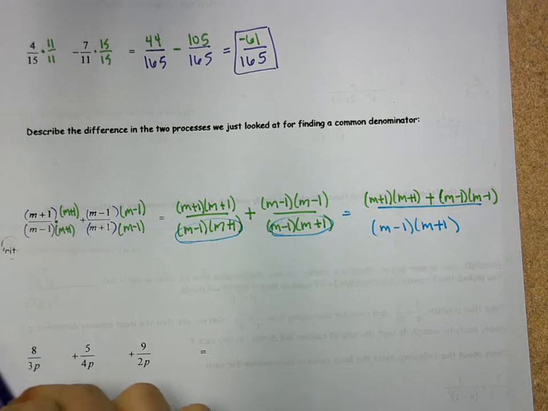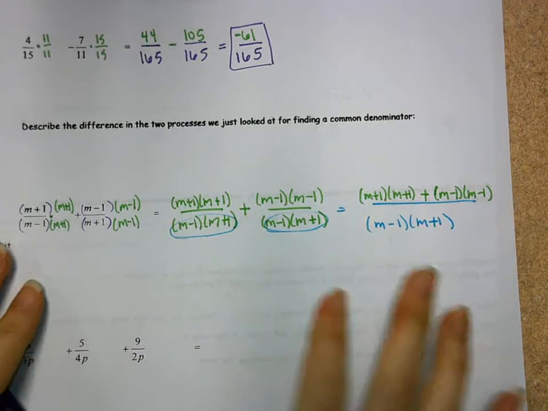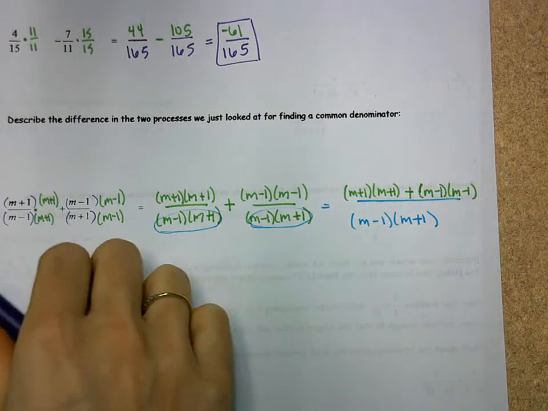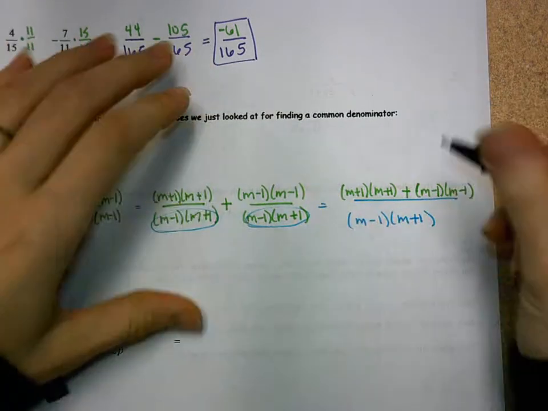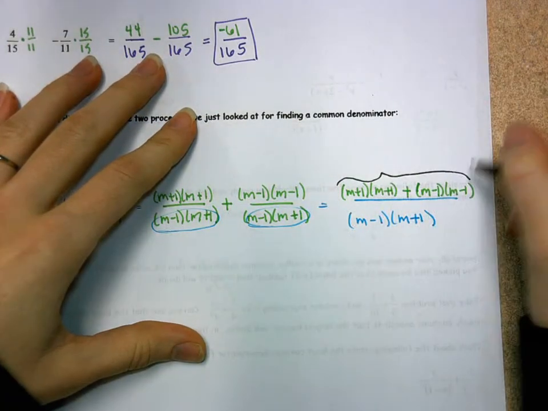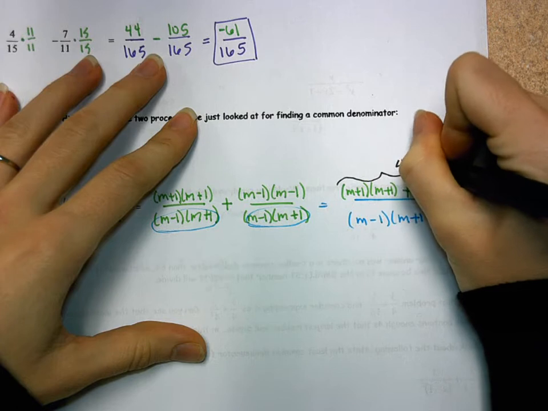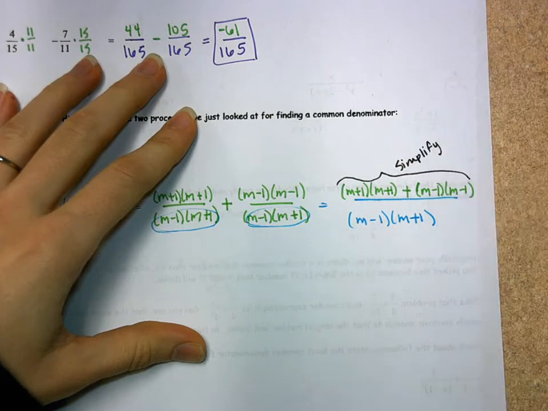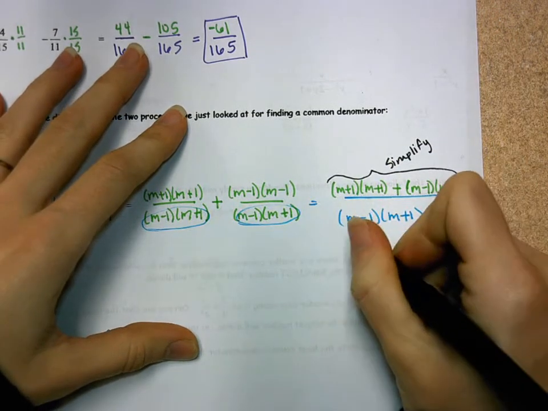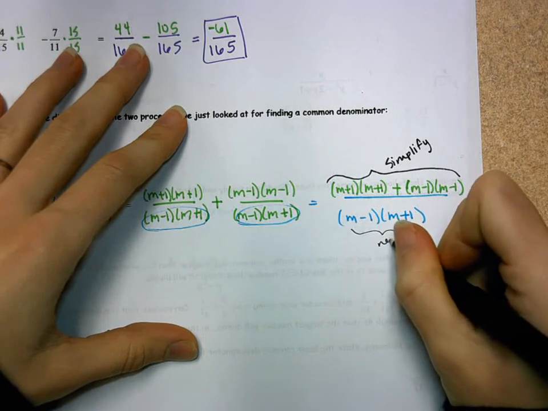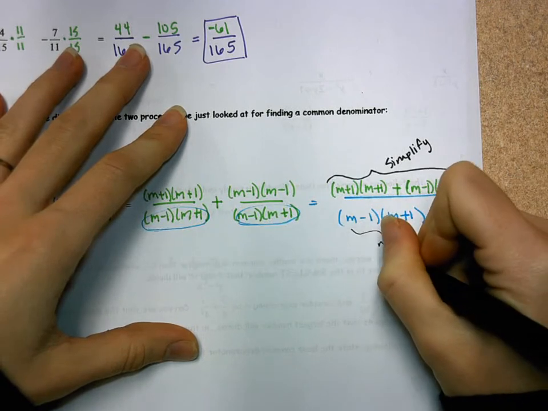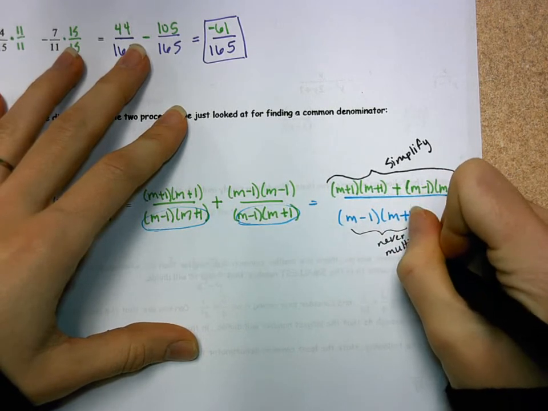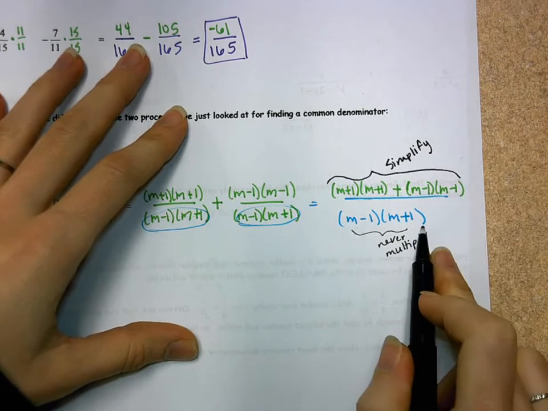Now, one thing that's kind of tricky here is when working with rational expressions, when adding them, you always simplify the numerator. Always simplify. So obviously I haven't done that yet. But you never multiply the denominator. Never. You keep the denominator in factored form.